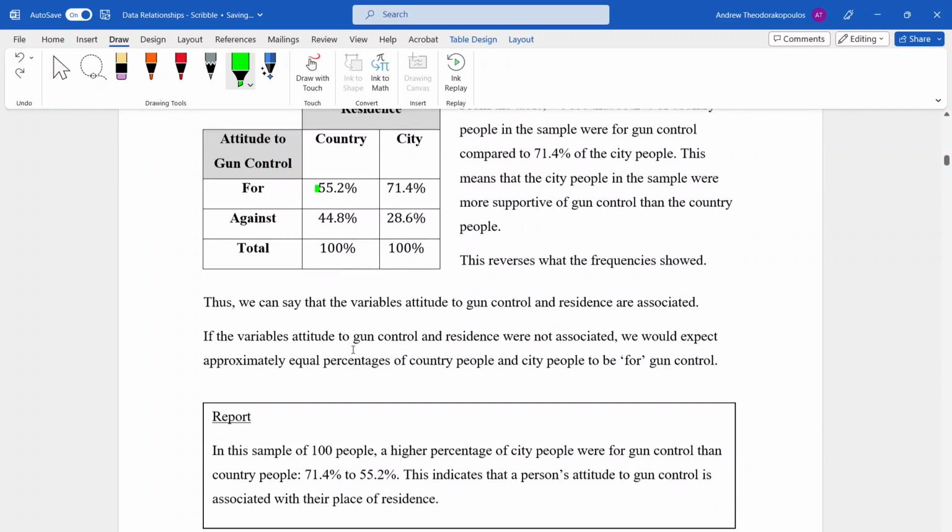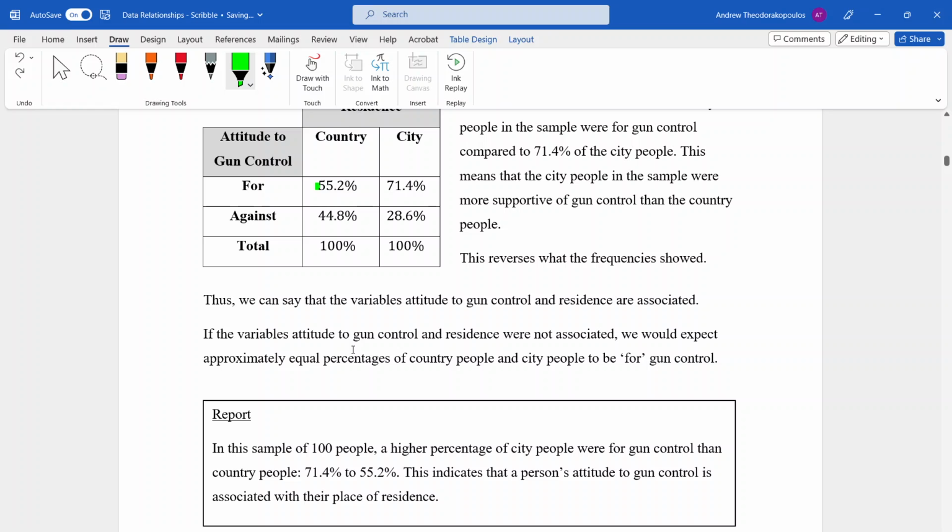So thus we can say that the variables attitude to gun control and residence are associated. Okay, we can see if the variables attitude to gun control and residence were not associated, we would expect approximately the same percentages of country people and city people to be for gun control. But we can see that these two numbers here are pretty different. You know, we've got 55% and 71%. So it is fair for us to say that these two variables are associated. Okay, that's the key word here, associated.